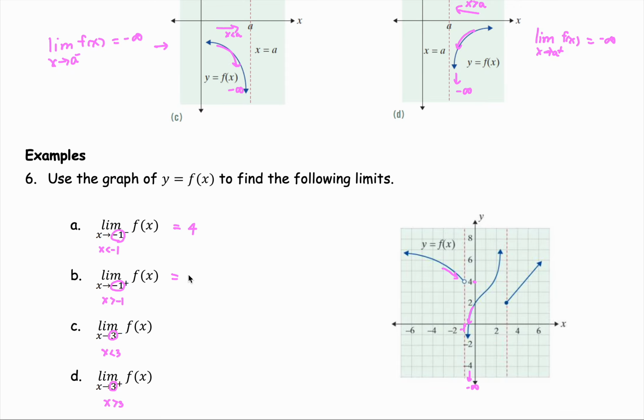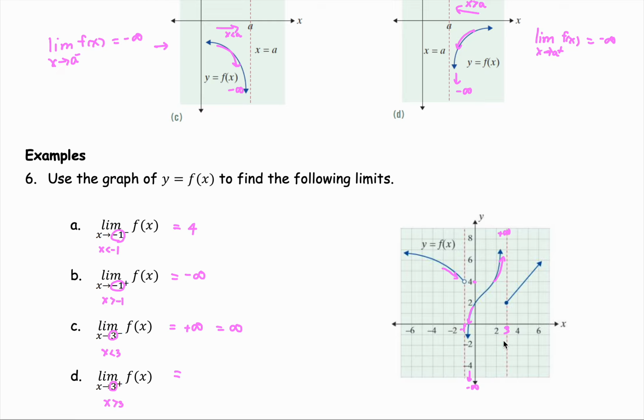Then for part B, the answer is negative infinity. Part C, x approaches 3 from the left. The 3 is right here. From the left side, we look at the left part of the graph. The graph is increasing without bound, or y approaches positive infinity. So that's the answer for part C. You can ignore the plus sign, it's understood to be positive infinity, but the negative sign you cannot miss.